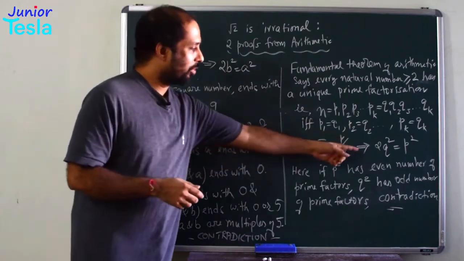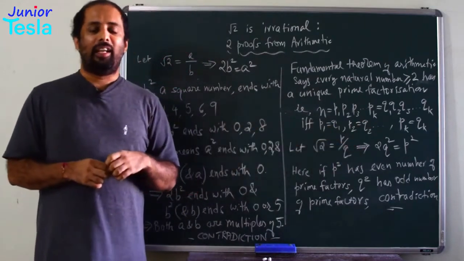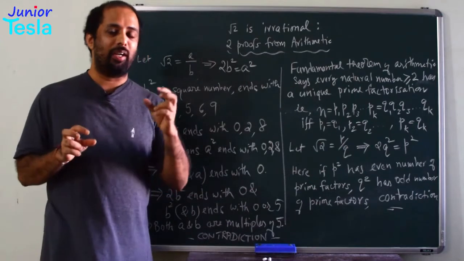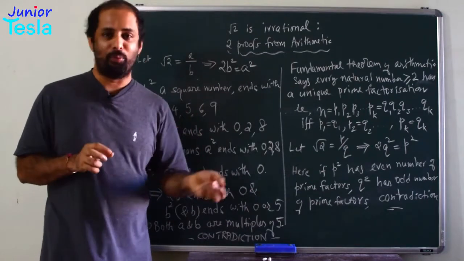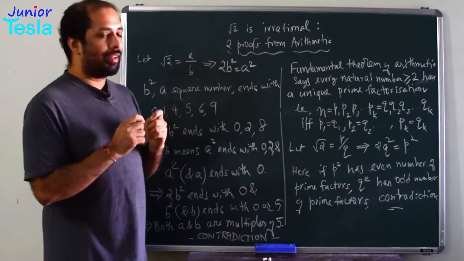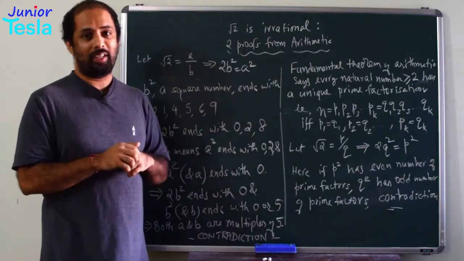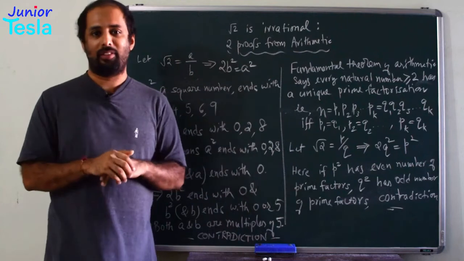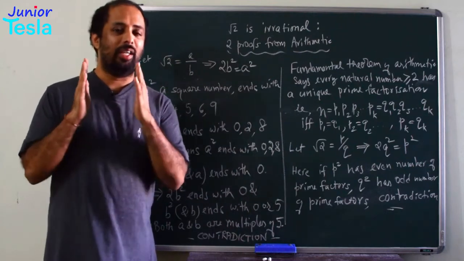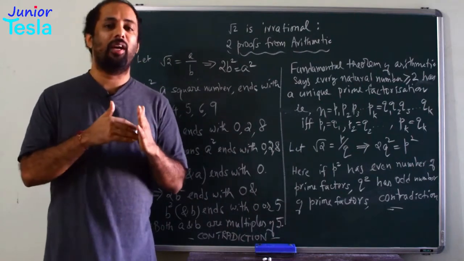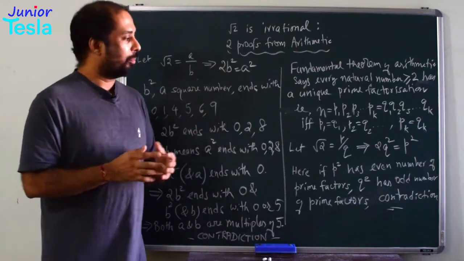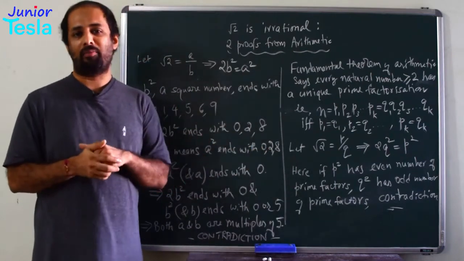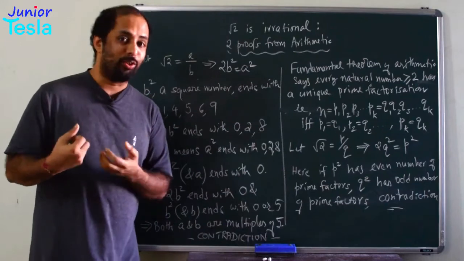Now if 2q square is equal to p square, here we have two numbers, p square and q square, or p and q. Now here p square is a square number, right? So any square number will have an even number of prime factors. Any square number will have an even number of prime factors. It cannot have an odd number of prime factors. So p square definitely has an even number of prime factors, but that is equated to 2q square.